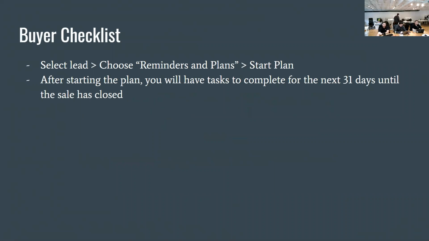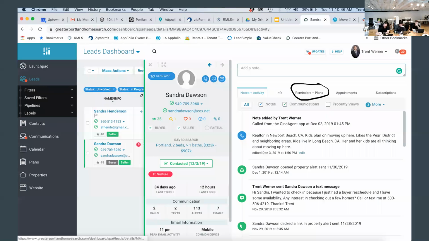To get it set up, once you get a place under contract, just click on the lead, go to reminders and plans, and there will be pictures in this afterwards. Then click start plan and select your plan. After starting the plan, you'll have tasks to complete for the next 31 days. I've made it 31, but I know some deals are longer or shorter, so just make sure you're hitting those tasks as you go through the process, whatever your timeline is, until the place is closed.